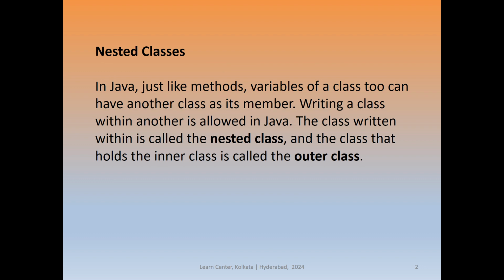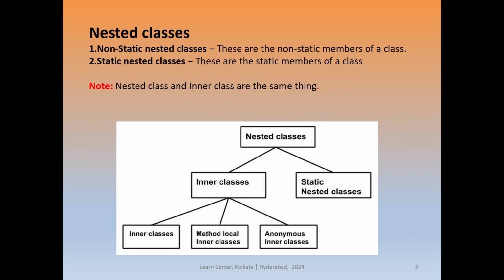In Java, just like methods and variables, a class too can have other classes as its members. Writing a class within another is allowed in Java. The class written within is called the nested class, and the class that holds the inner class is called the outer class. Nested classes can be classified as below.